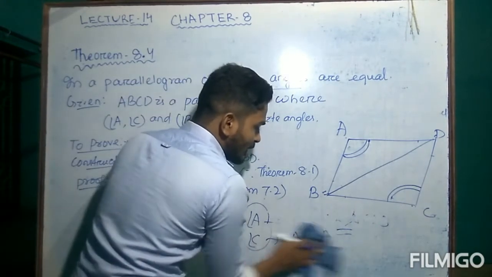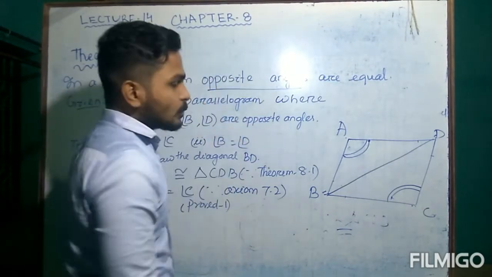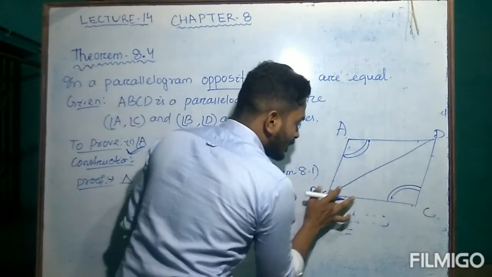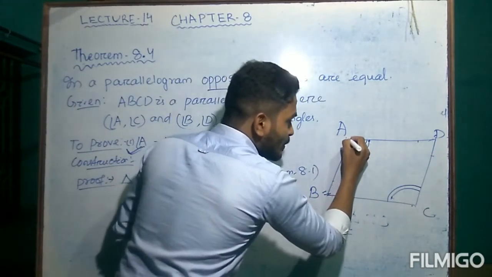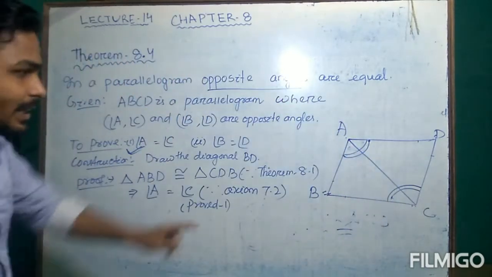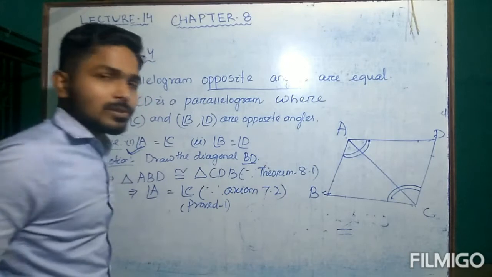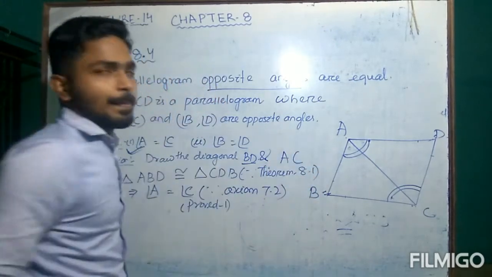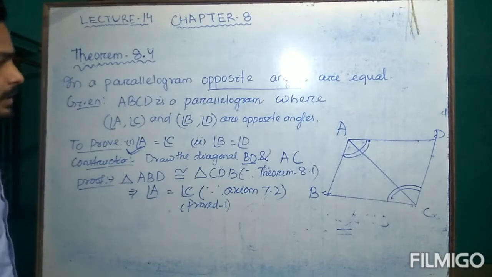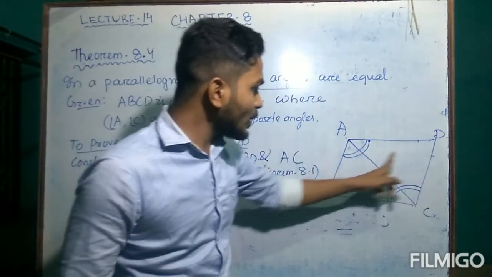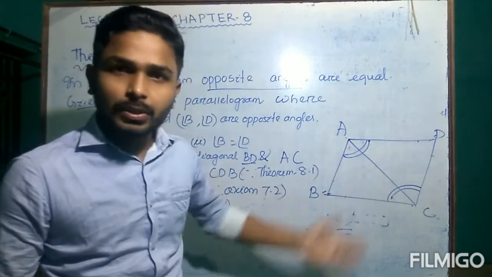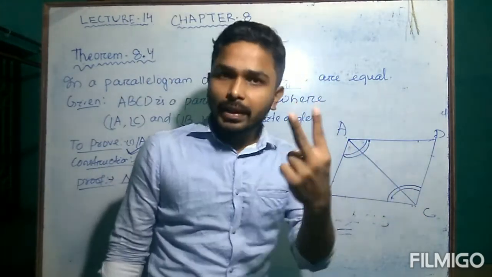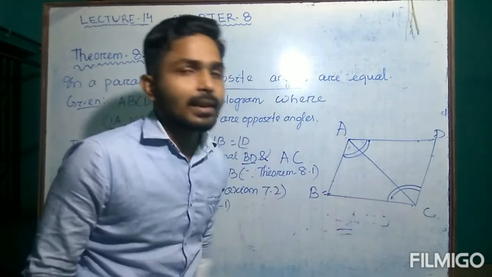Similarly we have to prove the second statement, that the other pair of opposite angles, B and D, are equal. In order to prove B and D are equal, we have to construct another diagonal AC. Initially we constructed diagonal BD, and now we need to construct diagonal AC. So simply you can write, we draw the diagonals BD and AC. Next, whenever you draw the diagonal AC, there are two triangles. These two triangles are congruent according to theorem 8.1, since it is a parallelogram and any diagonal divides it into two congruent triangles. So triangle ABC and triangle ADC are congruent.